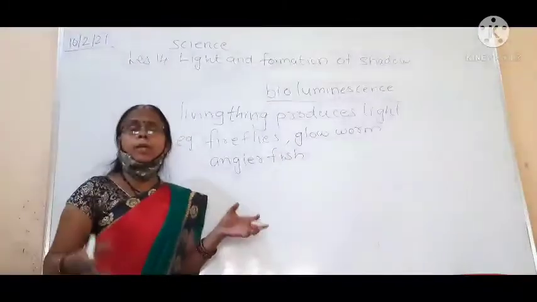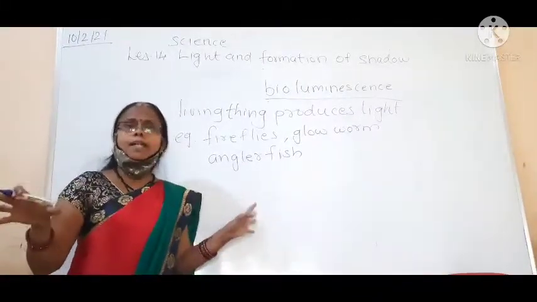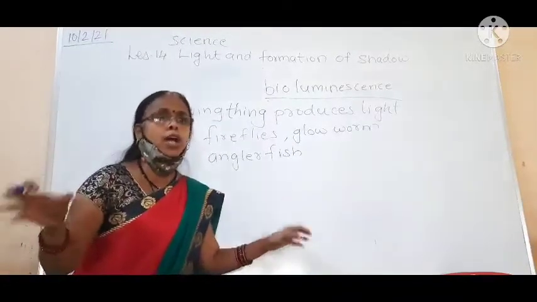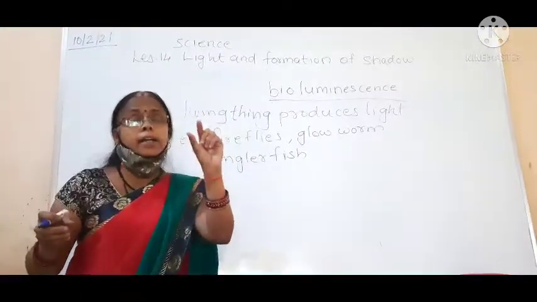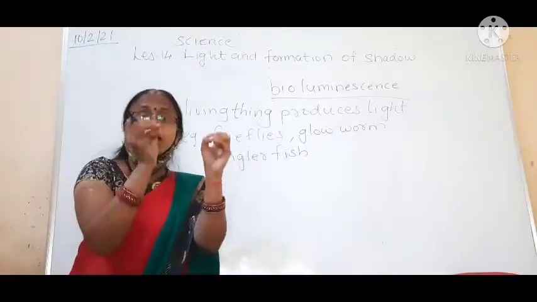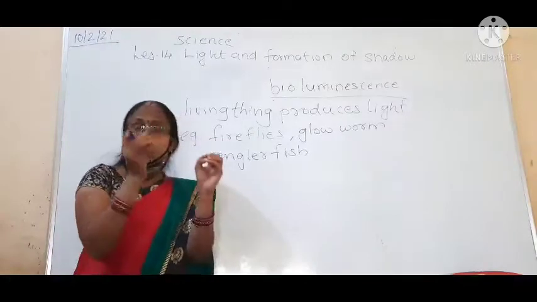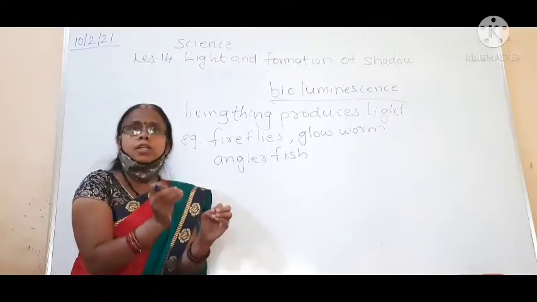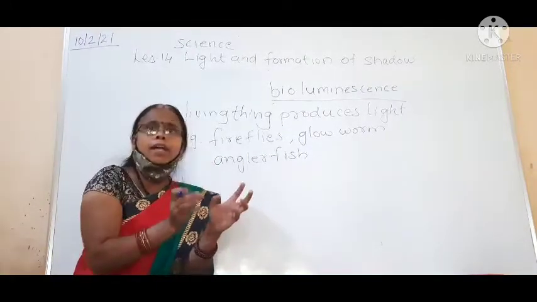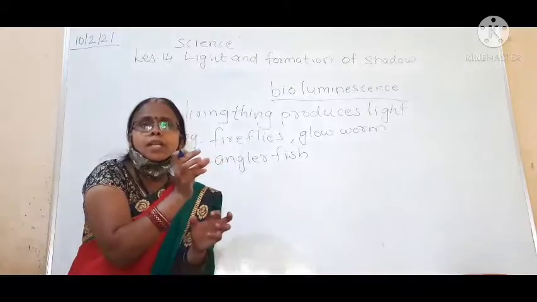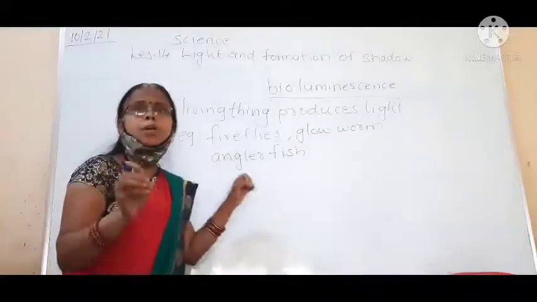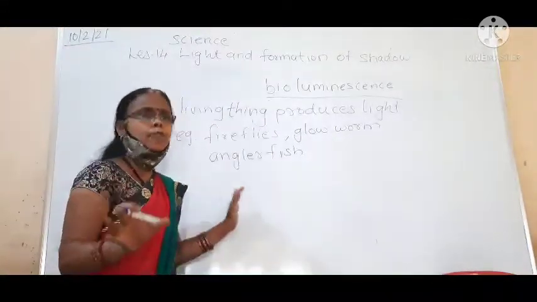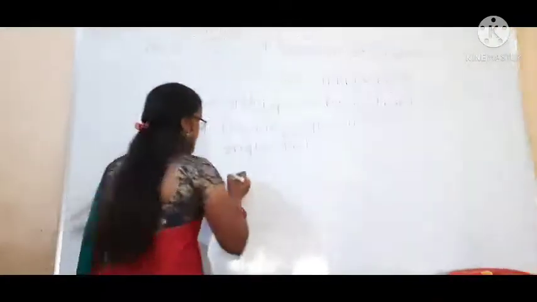Next example is angelfish. These fishes are said to be monster fish. You can find this fish deep inside the ocean. It has a lure, and that lure glows, that is, it produces light. If any small fish sees that lure, it thinks it is something to eat. When it goes near the lure, immediately the angelfish devours it. This is also a living creature which produces light. Clear?